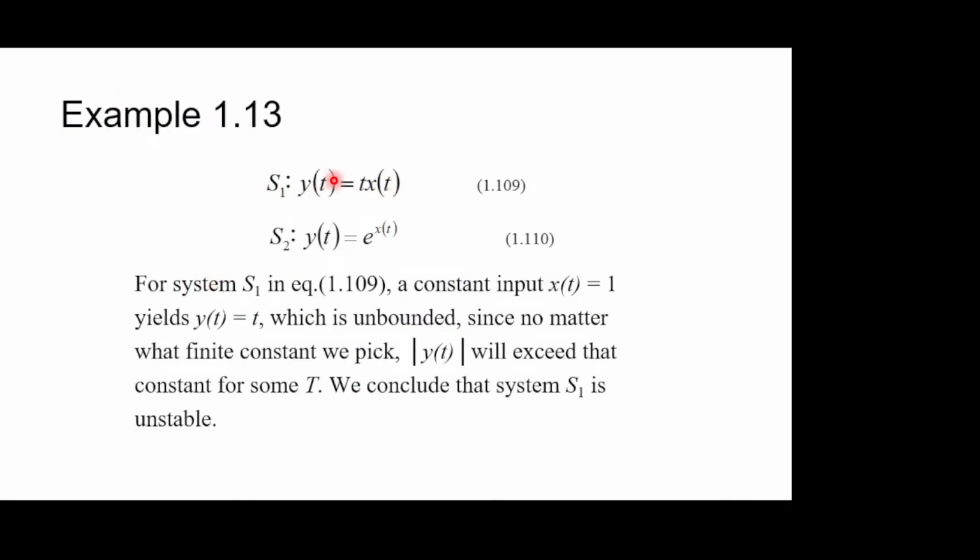So why is this unstable? It's because of this t here. Even though it looks like just a small t, it's actually unstable. And as we said, if it's unstable, we want to give a counterexample. The counterexample is very easy. Let's say your x of t equal to 1. This is bounded in our definition because x of t is less than or equal to 1 everywhere. But if x of t equals 1, then your y of t equals t. And t is actually unbounded. It's not bounded by any value because as t goes to infinity, this goes to infinity.